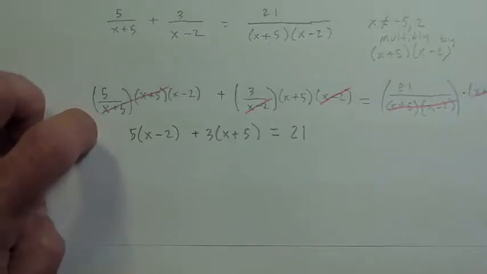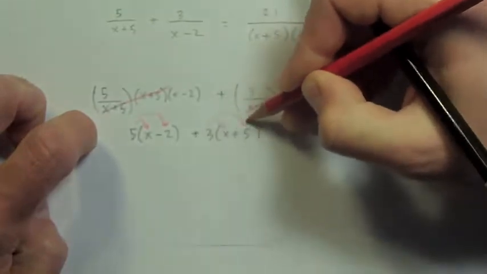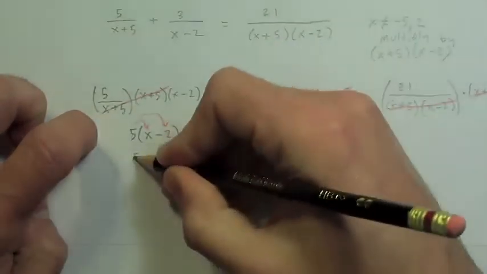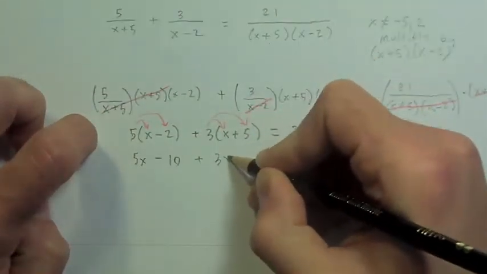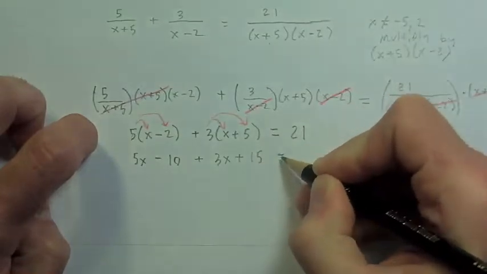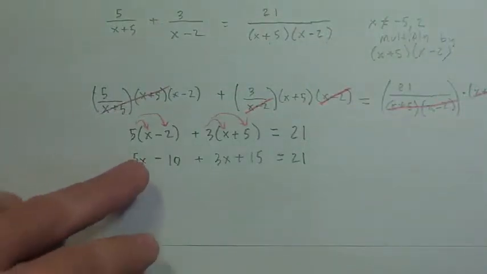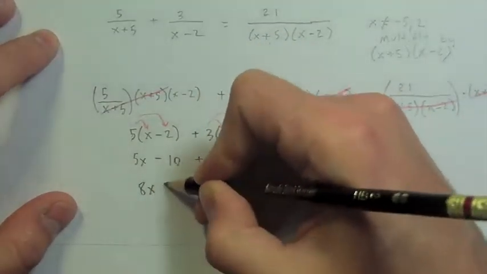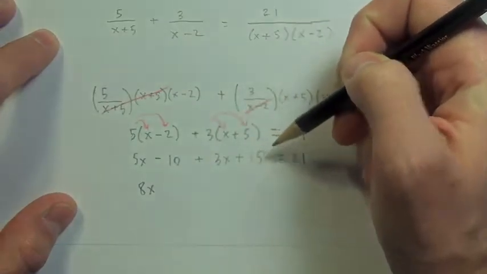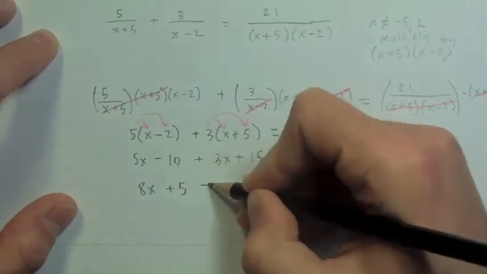and we just solve this like normal. I'm going to distribute the 5, and I'm going to distribute the 3. Okay, so we'll get 5x minus 10 plus 3x plus 15 is equal to 21. Okay. Now let's combine our like terms. I have a 5x and a 3x. That's going to give me an 8x. And then I have a negative 10 plus a 15. So that is going to give me plus 5.